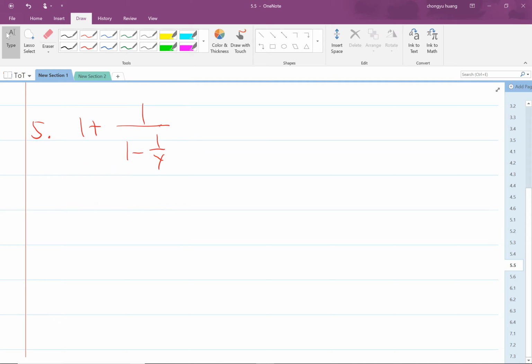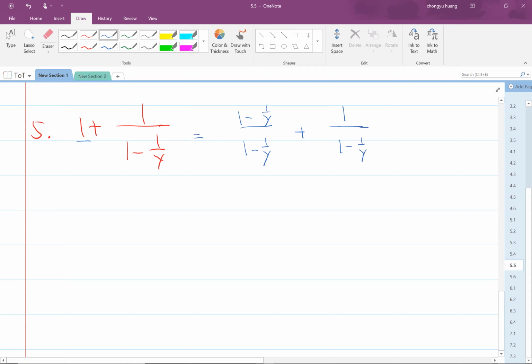Okay, so hopefully everyone does get the right solution. For question 5, we got 1 plus something. Obviously the right choice, it's not that complex. All you should know is that you want to make this 1 into 1 minus 1 over y, and then you add 1 over 1 minus 1 over y, so basically that's the same.